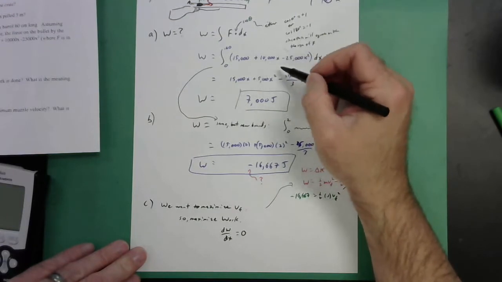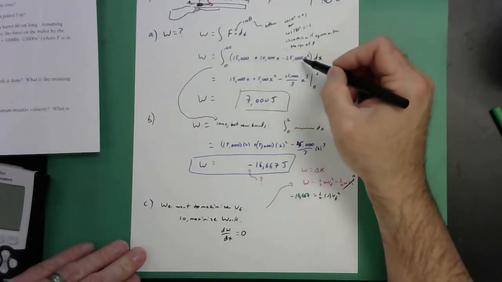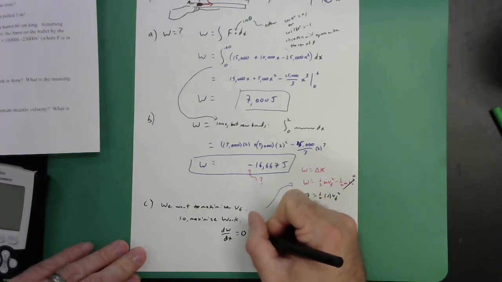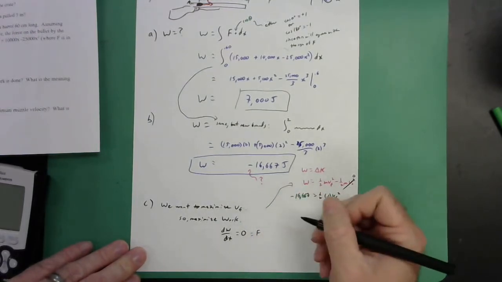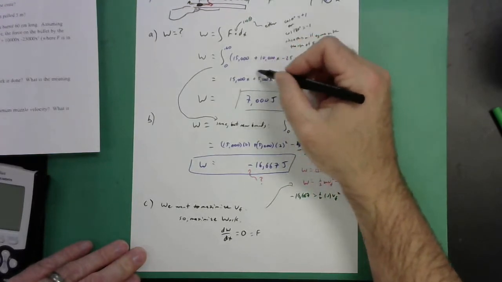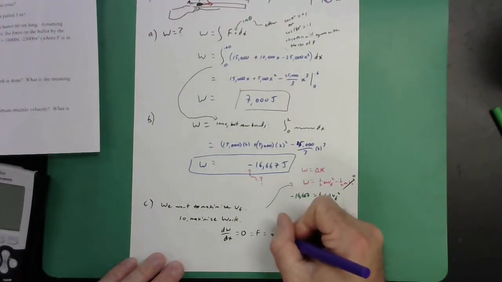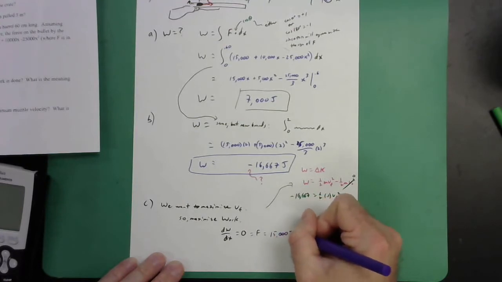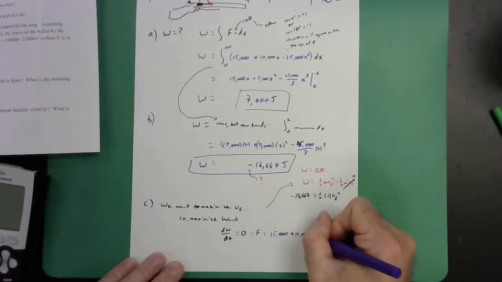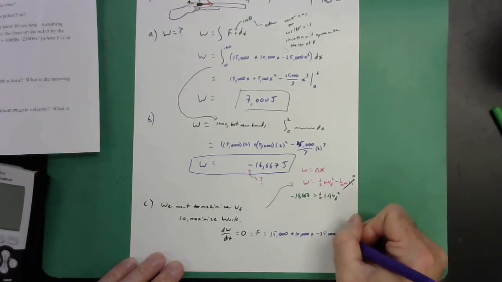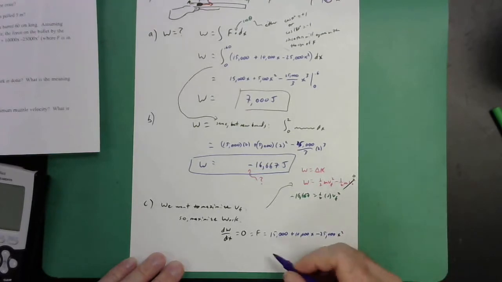Well, what was that? This was the force. The derivative of work with respect to x is just the force function. I'm just going to kick back that original function. And if you think about that, 15,000 plus 10,000x minus 25,000x squared, and I want to set that equal to 0 and solve for x.